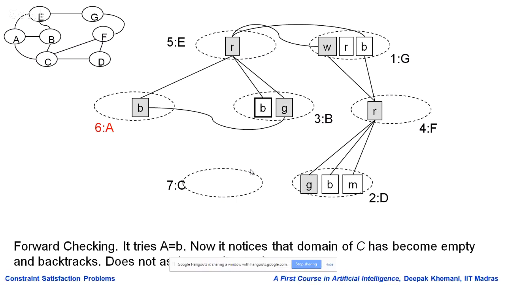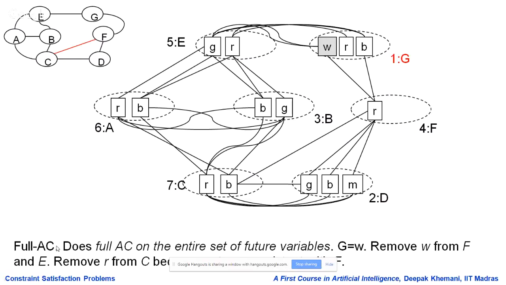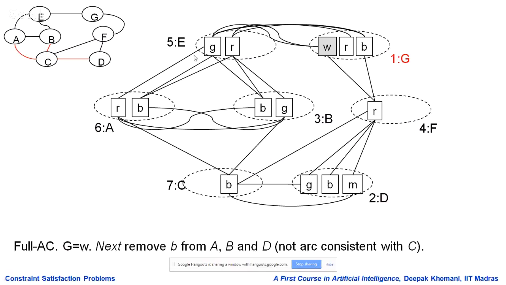Okay, so the next algorithm that we want to look at is another variation of look ahead. This is called full arc consistency. What full arc consistency does is that for every value that it chooses, it does full arc consistency amongst the future variables. And essentially what happens is that it prunes the domains much faster. So for example, here we start with the first value white for region G, and when we do full arc consistency for this, we can see that from many domains, many values have vanished.